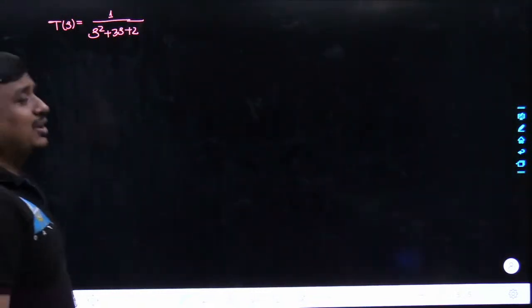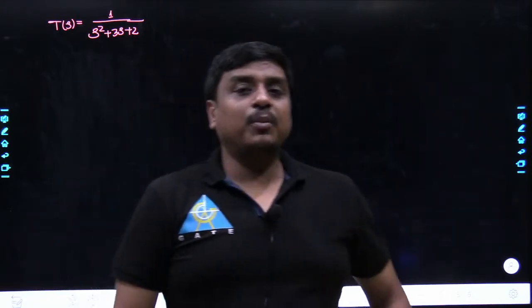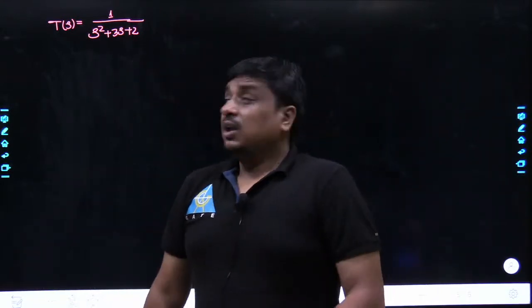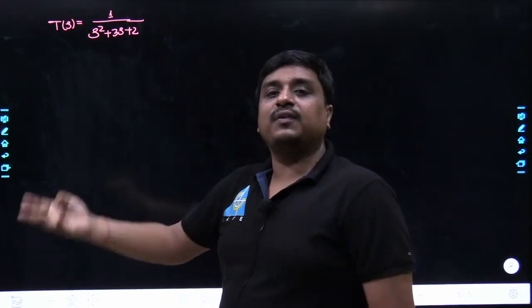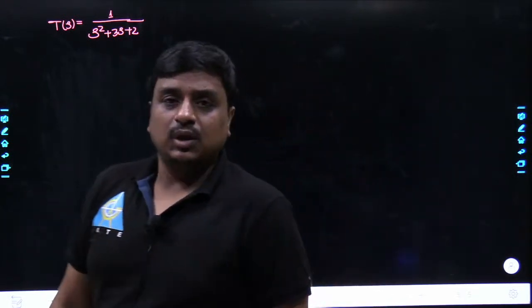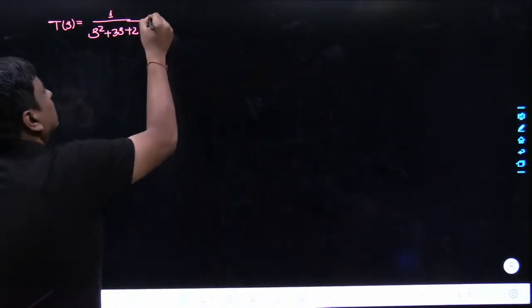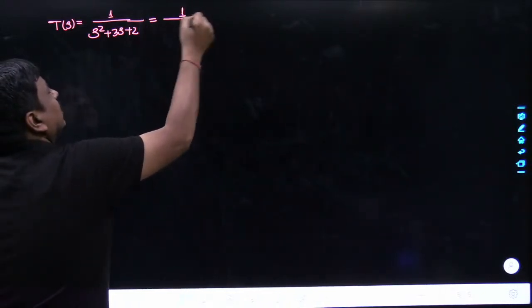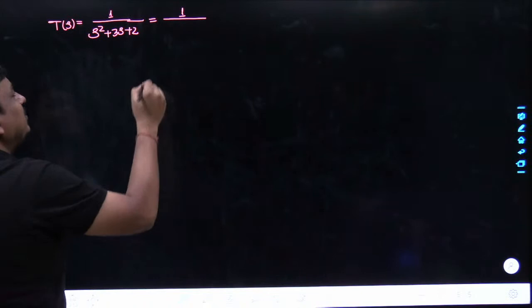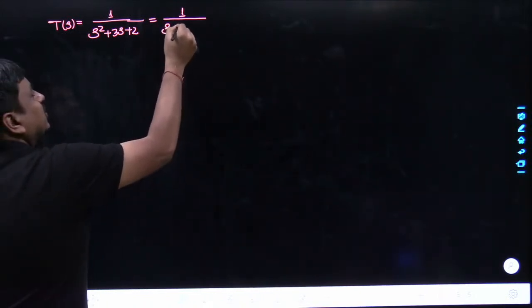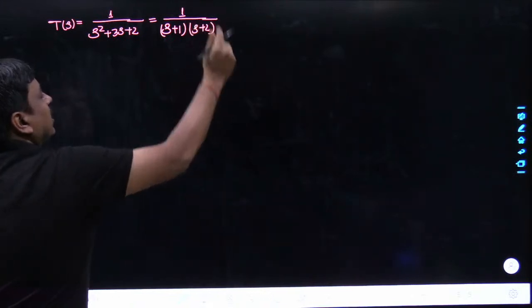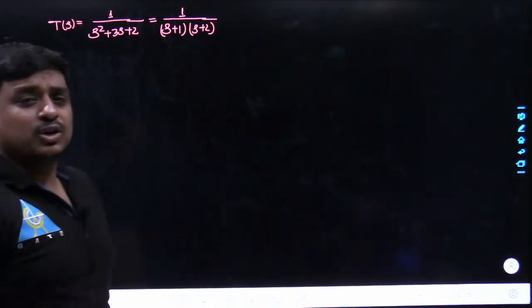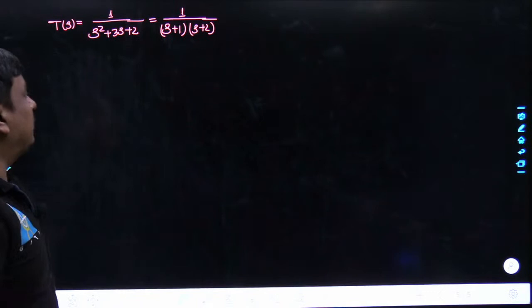Before converting the given transfer function into the form of state space model, should I know whether the poles located with the transfer function are real or not? If they are real, definitely I can go ahead with the canonical form. You can see very well, 1 upon s square plus 3s plus 2 can be written in the factors of s plus 1 into s plus 2. So obviously both of the roots are real. That's more than adequate to solve this problem with the help of canonical form.